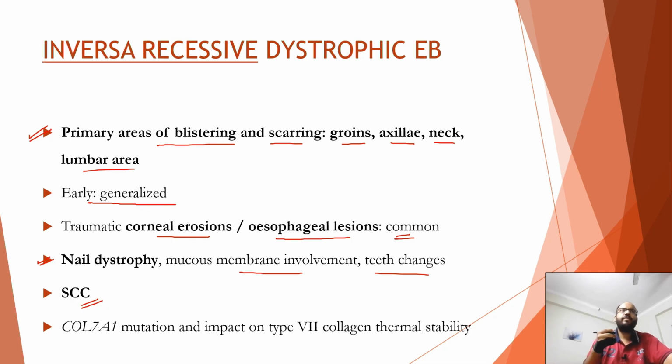And the theory why the inverse areas, the groin or axilla, are affected: like the inversa form of junctional EB, it has been postulated that collagen 7 can have different forms of stability depending on the temperature. In the groin area and the axillary region, the temperature is high. So here the stability is not that good for collagen, and that is why mutated collagen can easily get detached and you have blistering on these areas. Okay, let's move forward.